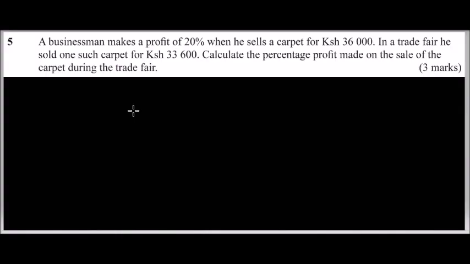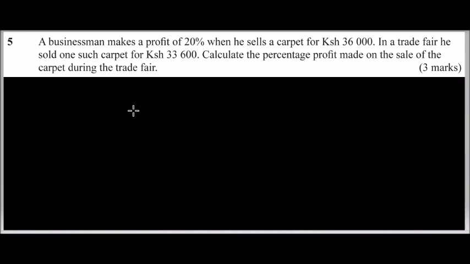So question number 5. A businessman makes a profit of 20% when he sells a carpet for 36,000 Kenyan shillings. In a trade fair, he sold such a carpet for Kenyan shillings 33,600. Calculate the percentage profit made on the sale of the carpet during the trade fair.